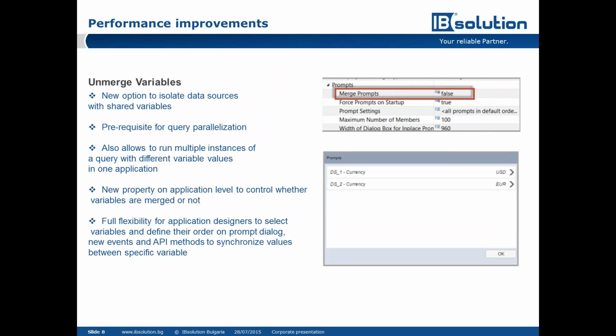That is a prerequisite for query parallelization, that one feature. It also allows to run multiple instances of a query, one query with different variable values in one application. We have a new property on the application level to control whether the variables are merged or not merged.